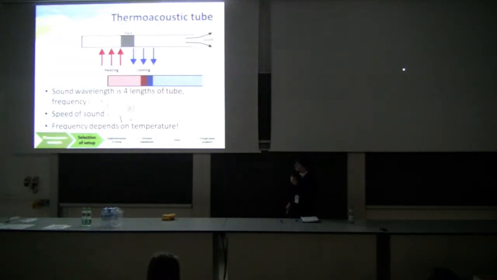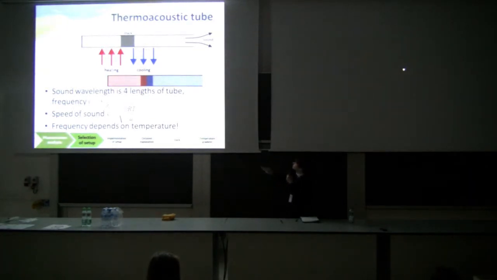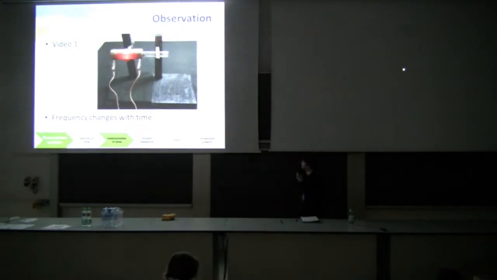So the typical thermoacoustic tube is built in such a way. We have a test tube and a stack inside it. We are heating the left part of the test tube and cooling down the right one. We heat the left side of the stack and cool the right side of the stack. So we obtain such temperature distribution in the stack and tube. This tube is a quarter-length resonator, so the sound wavelength is 4 lengths of the tube. And the frequency is the speed of sound divided by the wavelength. The speed of sound itself depends on the temperature, so the frequency will depend on the temperature.